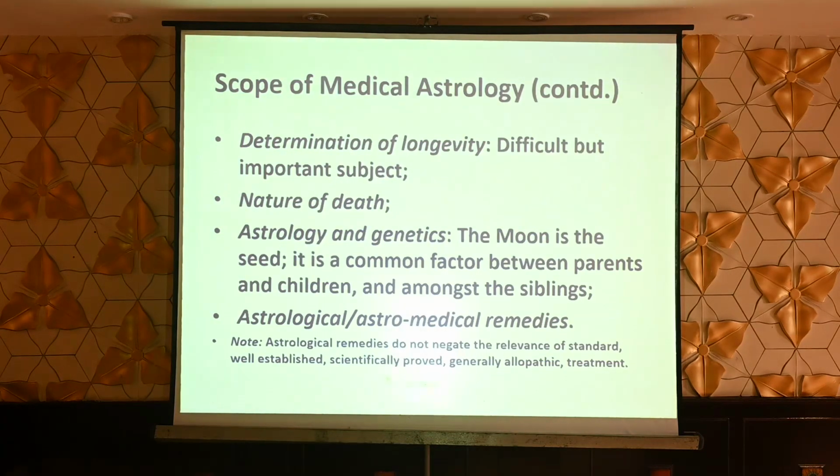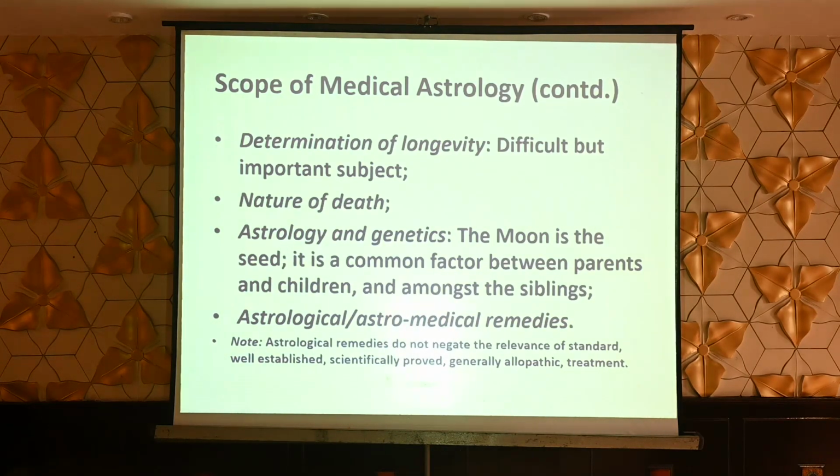Astrology and genetics is an important area, and the moon is considered to be the seed. So it is seed even for the crops also, and seed for the human being also. So you will find that horoscopes of parents and children or horoscopes of siblings have a lot of things which are common, and particularly the moon in the related horoscopes is placed in some key areas, which indicates that there is a link between the parent and the child and between the siblings.